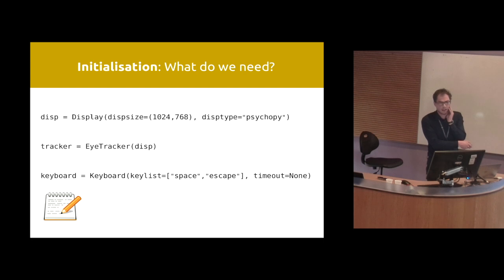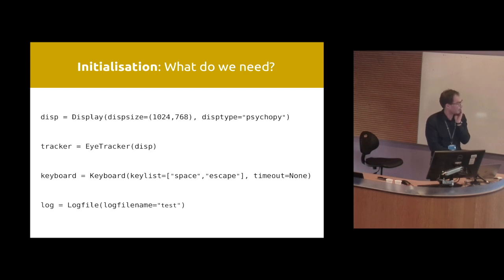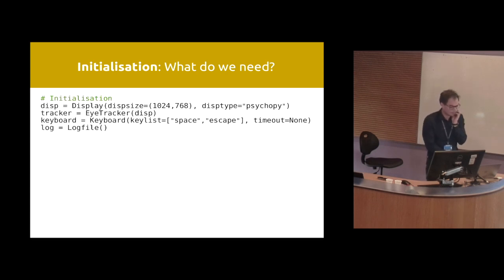You tell the initializer what keys you want to use later on, and you tell it what the default timeout should be. You can change these things later on as well. And then we have our log file, where we just provide the name for the log file, essentially. And that's it. That's our first 4 elements.